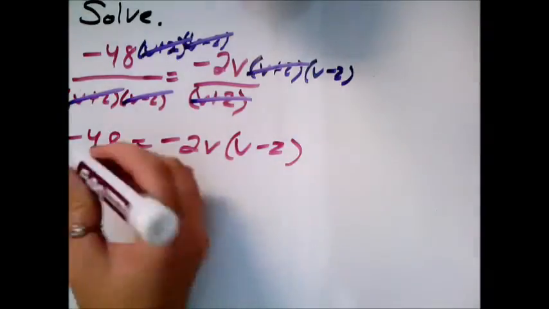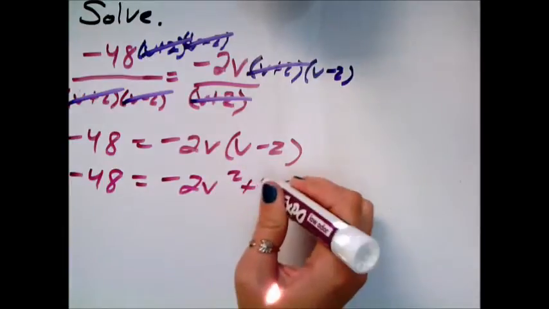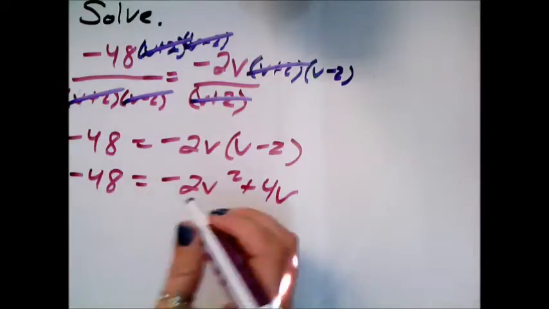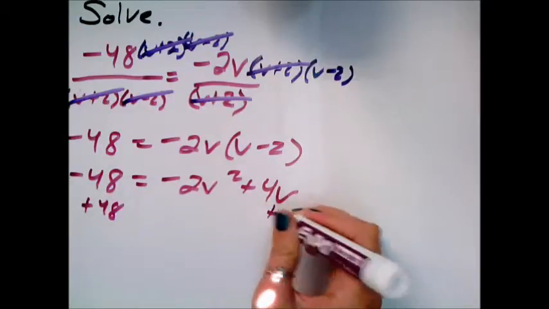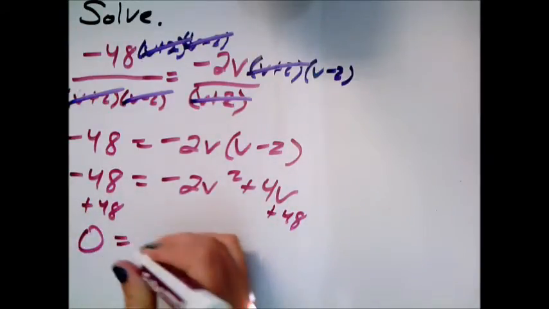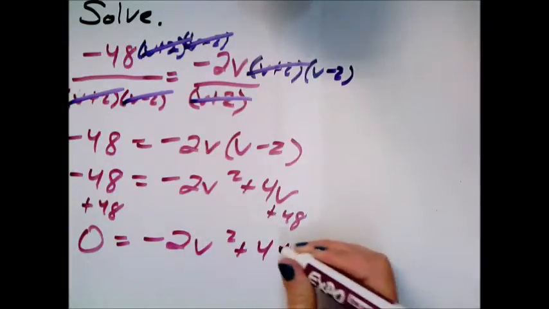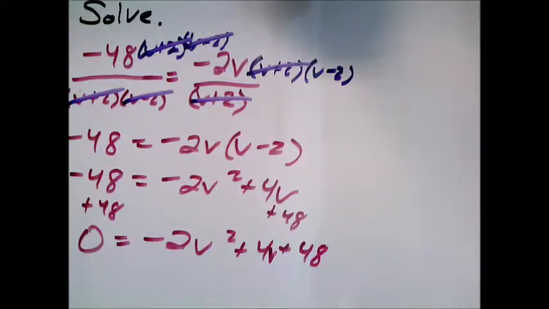And so I have to distribute this. So negative 48 equals negative 2v squared plus 4v. And then if I look, see how this is a squared, so it's quadratic. So I'm going to probably try to factor, which means maybe I should add 48 to both sides so that it's equal to 0. And so if I could factor this, negative 2v squared plus 4v plus 48, I could have some solutions to this possibly.